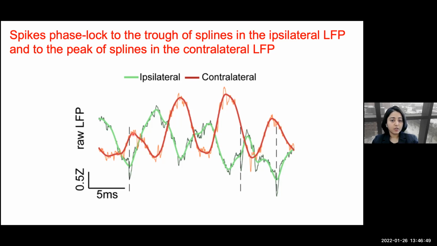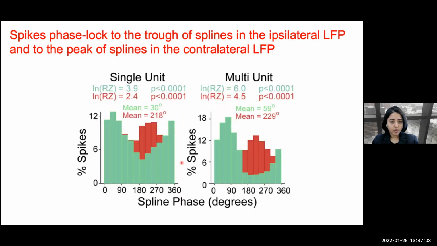To quantify this phase locking relationship, we did something similar as we saw with theta oscillations. We assign a phase to every point on this spline cycle, and then we look at the distribution of those phases. And we see that the preferred phase distribution shows clear phase locking of spikes to the trough of splines in the ipsilateral hemisphere, but the peak of splines in the contralateral hemisphere. And this is seen in both single units and multi-units. The precise phase locking of spikes is to opposite phases across hemispheres.